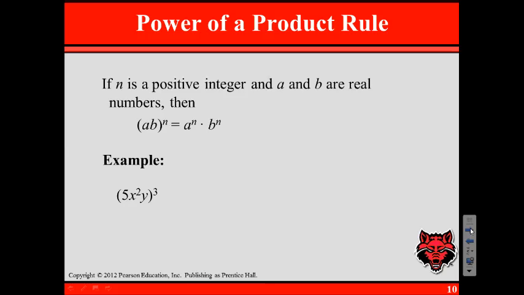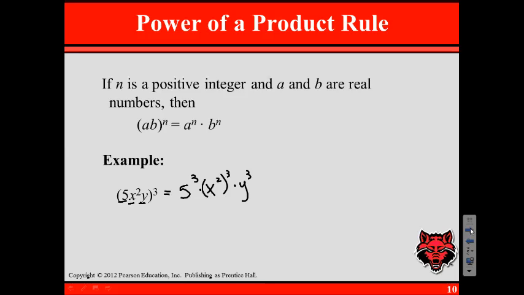Our example, 5x squared y, all raised to the 3rd power. We can rewrite this. We have 3 different factors, 5, x squared, and y. So we can rewrite this as the product of each factor raised to the third power. That will give us 5 cubed times x squared cubed times y cubed.